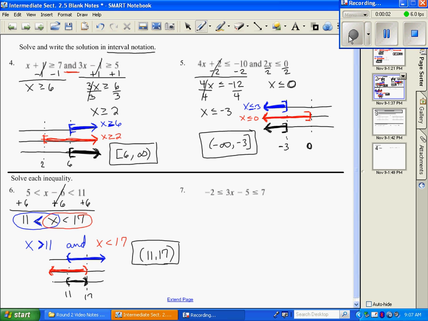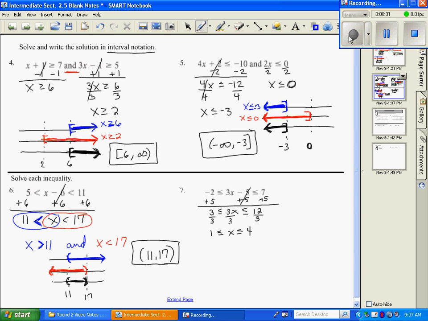And we're going to continue on number 7. So the first thing we want to do is solve for x. So I'm going to add 5 to both sides. So I have 3 less than or equal to 3x. Now I'm going to divide everything by 3 to get x by itself. So 1 is less than or equal to x is less than or equal to 4.